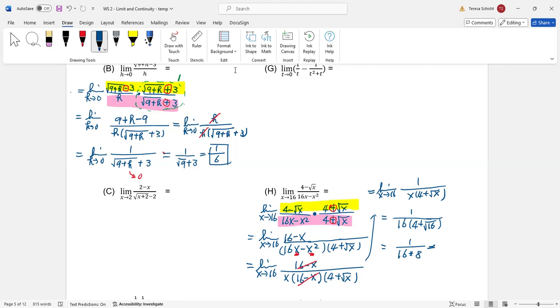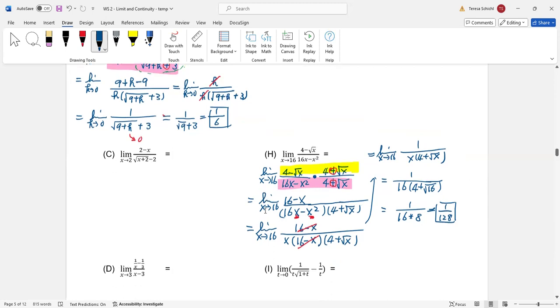So let's see here, what is 16 times 8? It's 128. So the answer here is 128. So this one, we just did a little bit extra. After you multiply by the conjugate, then you look at your denominator, you say, oh yeah, here I can factor the x out. Okay, so now let's take a look.